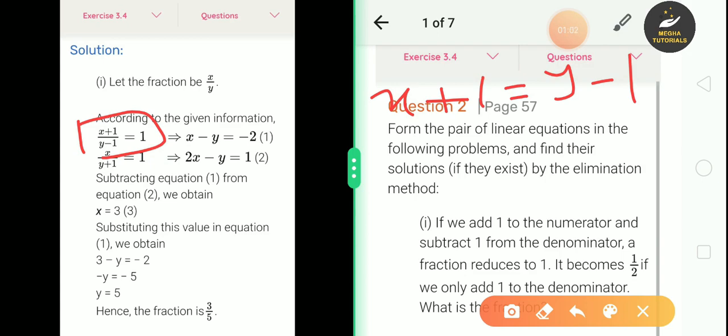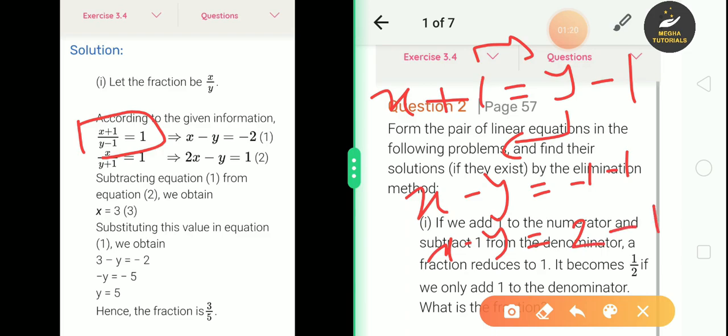Further, if you transpose y to the left hand side and 1 to the right hand side, x minus y is equal to minus 1 minus 1. So you will get x minus y is equal to minus 2. So this is your equation 1. So x minus y is equal to minus 2, equation 1.